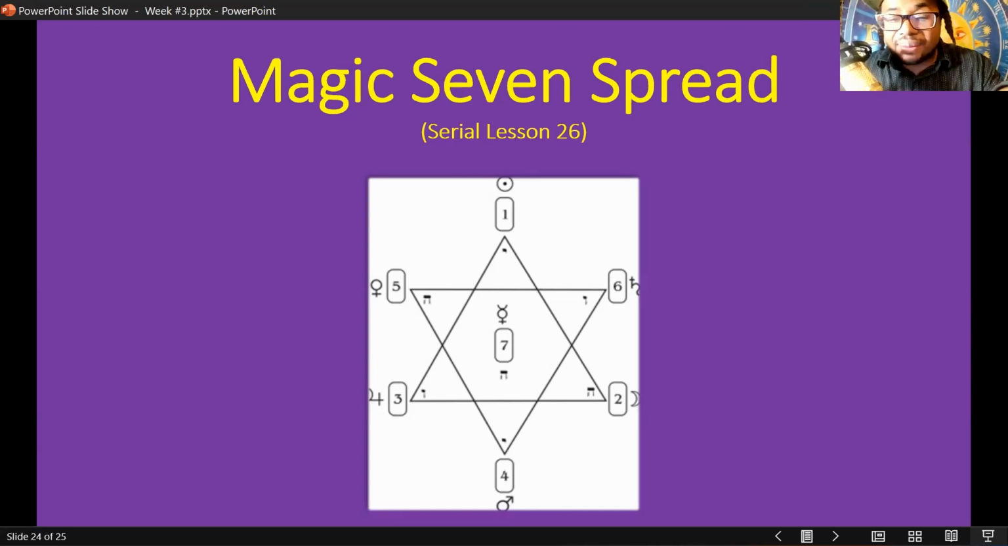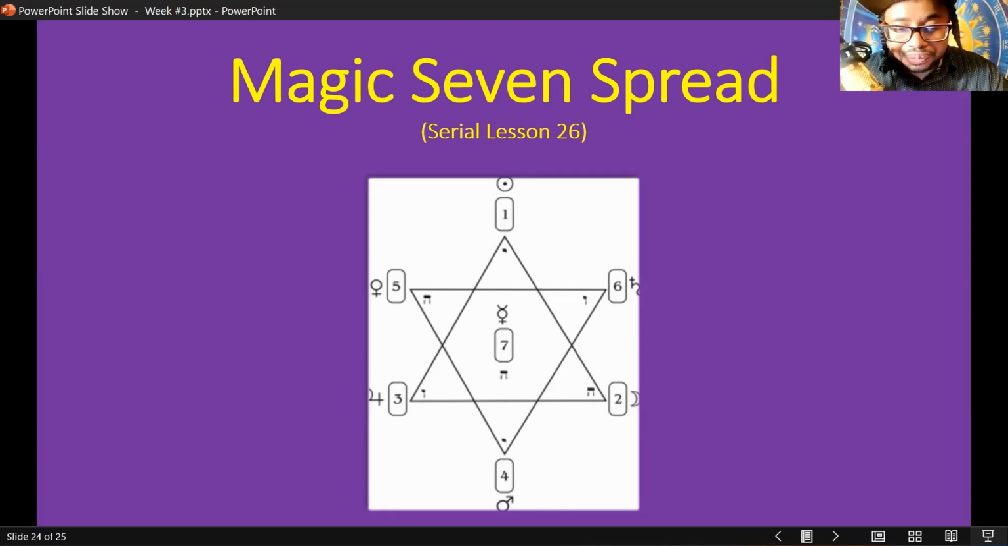The number 1 position represents the past or whatever the question is, and that's symbolized by the sun. The sun is the life giver. Number 2 represents the moon. That's the present situation. The moon represents fecundation, which is our present state. Number 3 is the near future. What's coming. It's not the end result, but it's what's coming in the near future in regards to the object of this spread, and that's ruled by Jupiter.